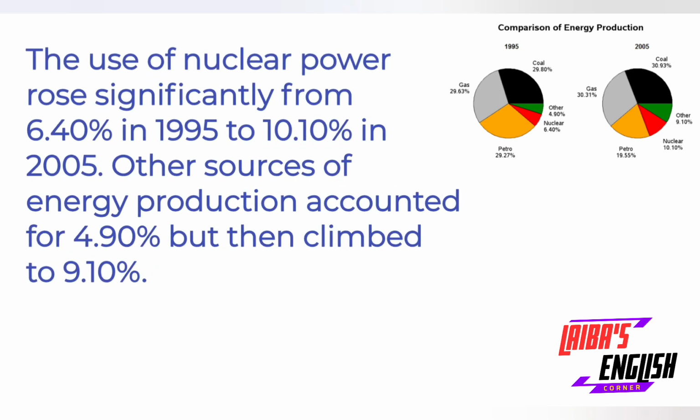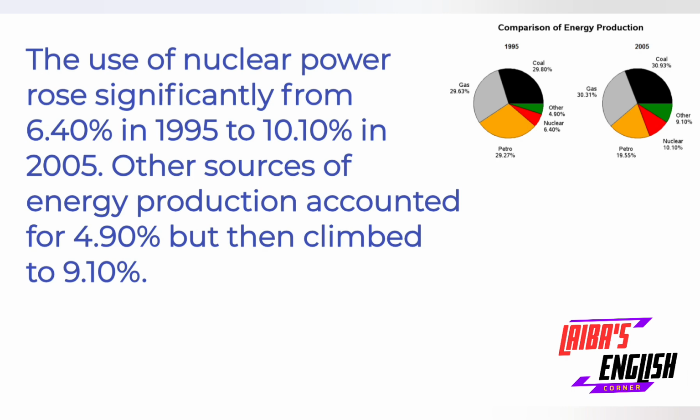The use of nuclear power rose significantly from 6.40% in 1995 to 10.10% in 2005. Other sources of energy production accounted for 4.90% but then climbed to 9.10%. So this is the best way to write. You can divide the information between paragraph number 3 and paragraph number 4.